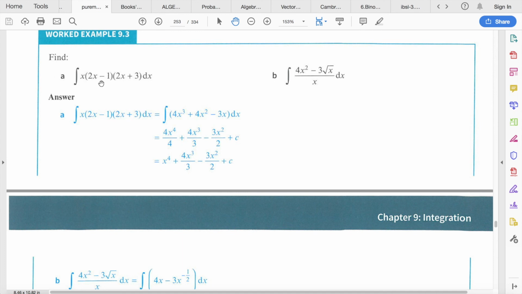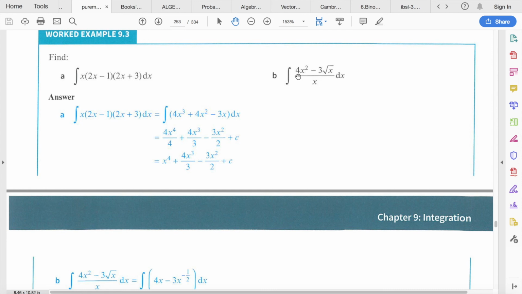Here, you have 3 factors. Expand them, then it becomes this. Then integrate. So it will be x to the power of 4 over 4, x to the power of 3 over 3, x to the power of 2 over 2. And you have coefficients in their own places.